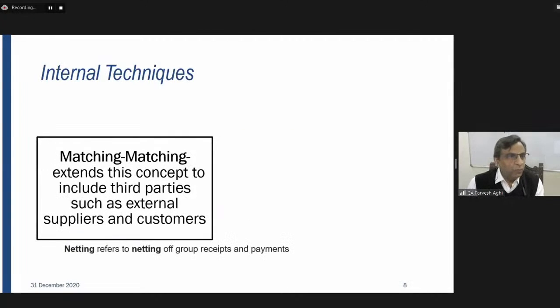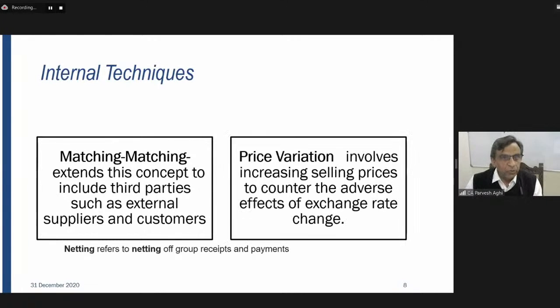So now we come to the matching concept. Matching extends this concept to include third parties, such as external suppliers and customers. So matching and netting almost sound the same, but in case of netting, the terminology is used for your in-house, your subsidiary and holding companies' receivables, and all those kinds of matching can be done. But matching here applies to the third parties as well.